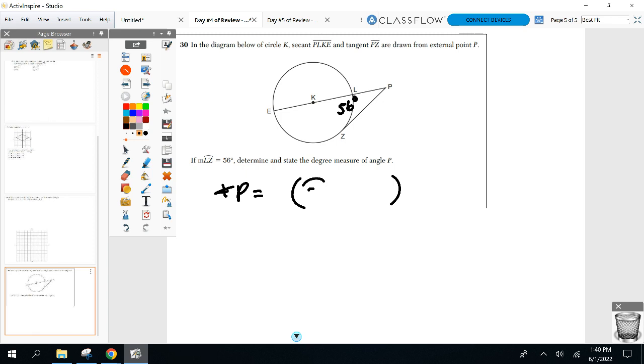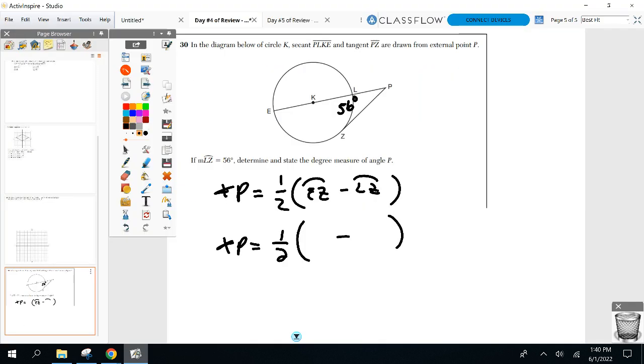EZ minus LZ, and you said what to do at the end too? There you go. Divided by 2. I think we put times 1/2, but you can divide it by 2. That's fine. All right. Thanks, Charlotte. Somebody fill in the values now of those arcs, EZ and LZ.